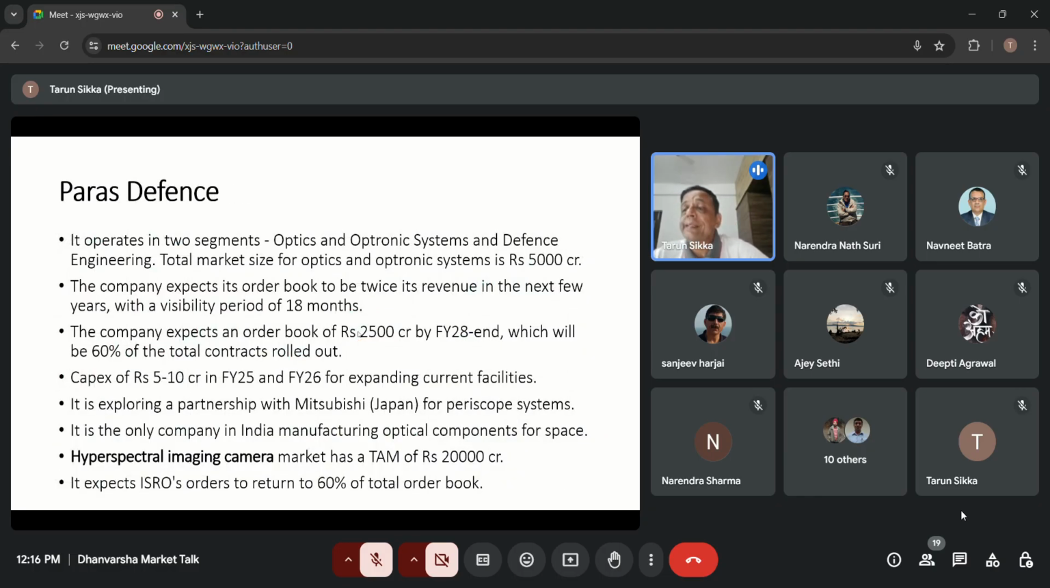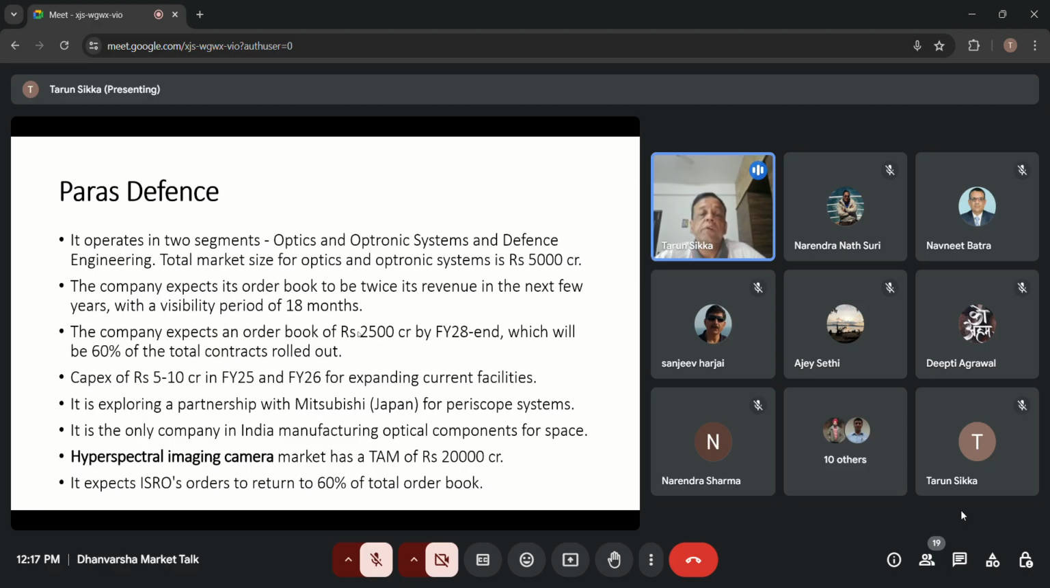This is the third stock today, an interesting stock, Paras Defense, because it was on steroids last week. So I just went through it. It operates in two segments: optics and optronic systems and defense engineering. Total market size for optics and optronic system is around 5,000 crore. Company expects its order book to be twice its revenue in the next few years with a visibility period of 18 months. Company expects an order book of 2,500 crore by FY28 end, which will be 60% of the total contracts rolled out.